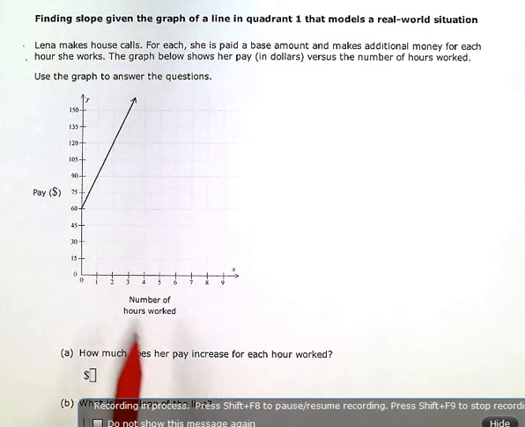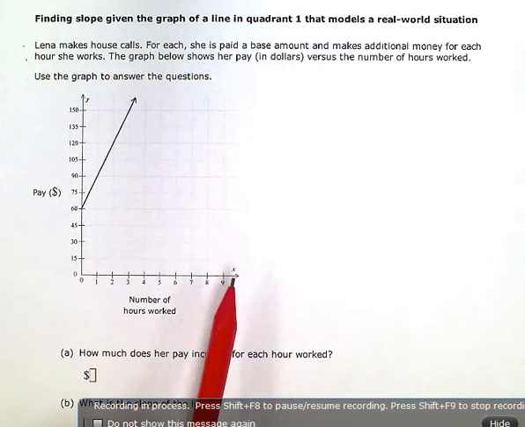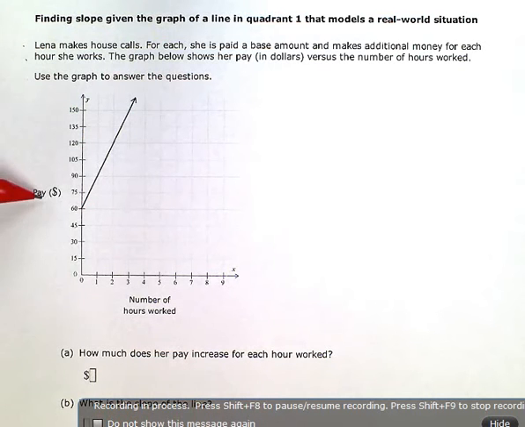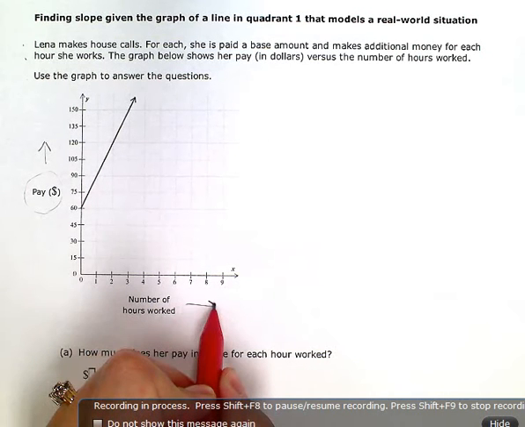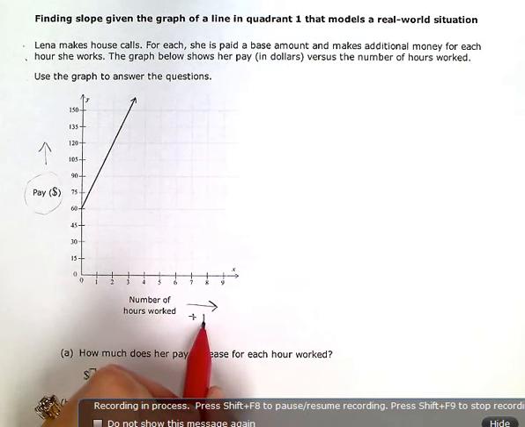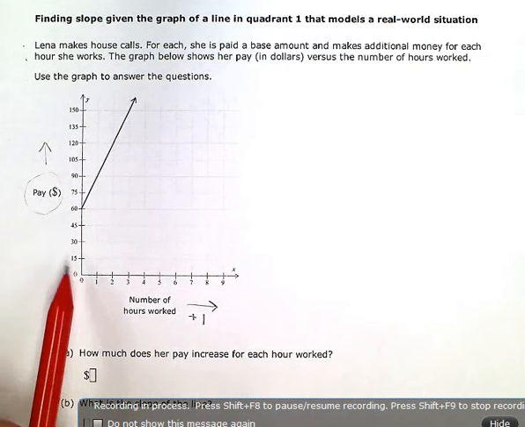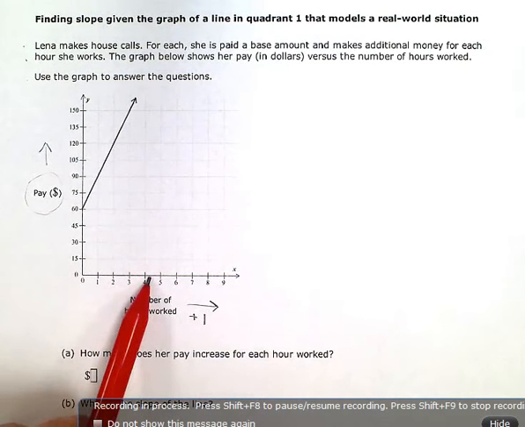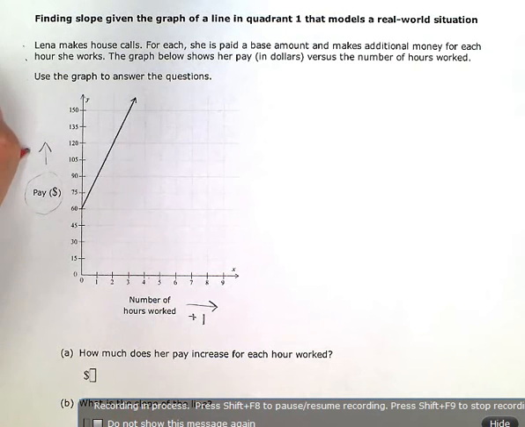So we have number of hours worked plotted on the x-axis and her pay plotted on the y-axis. So the first question says, how much does her pay increase? So how much does this value go up for each hour worked? So when we add on one more hour worked, or as we move this way along the x-axis, how much is the pay increasing along the y-axis?